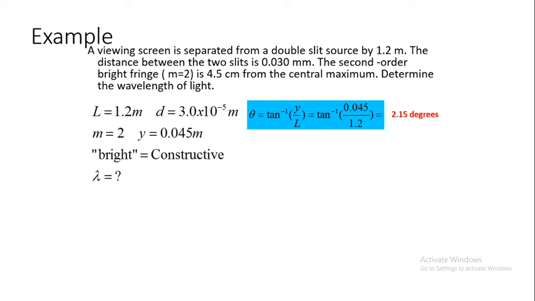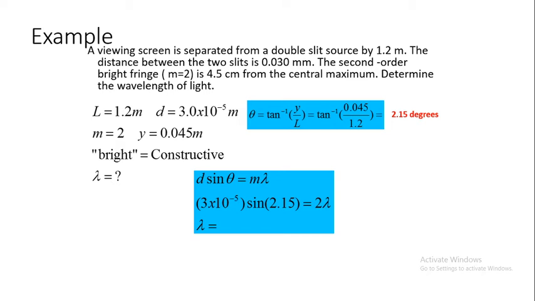So now that we have the angle, we can now solve for the wavelength of light. So d sine theta equals m lambda. 3 times 10 to the negative 5, which is d, the distance between slits, sine theta, 2.15 degrees, equals m which is 2, then lambda. So lambda becomes d sine theta divided by 2, correct? Divide by 2, that's 5.62 times 10 raised to the negative 7 meters.